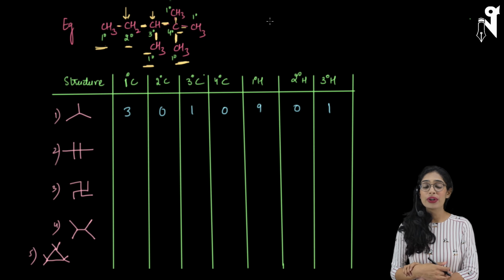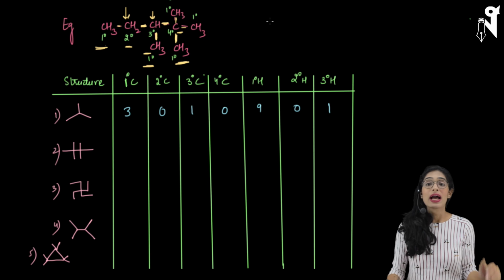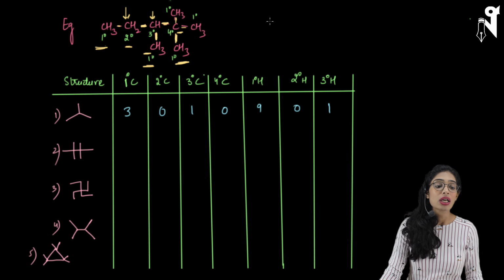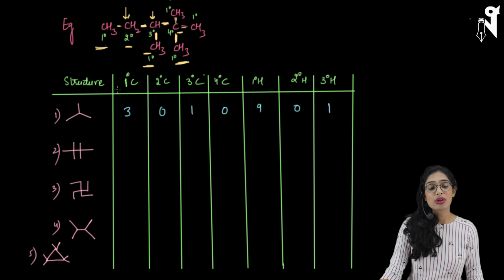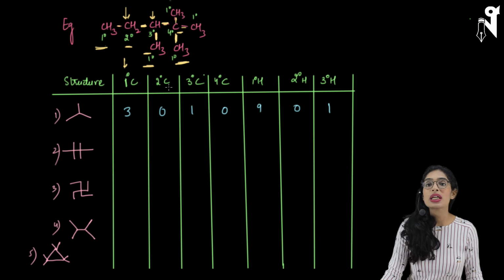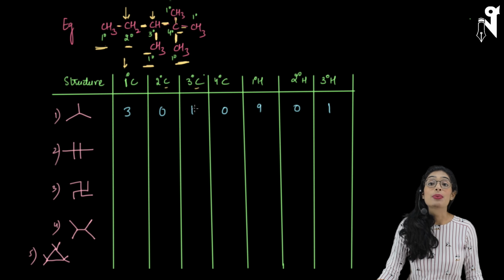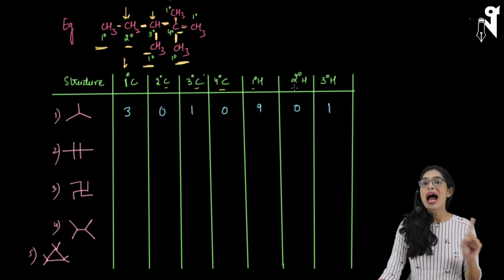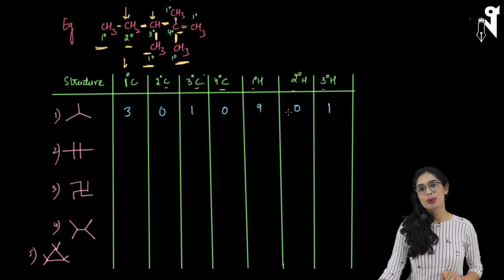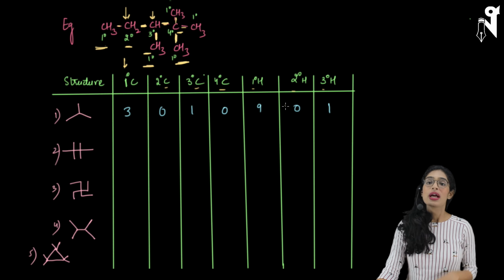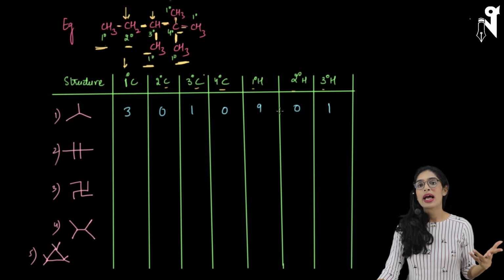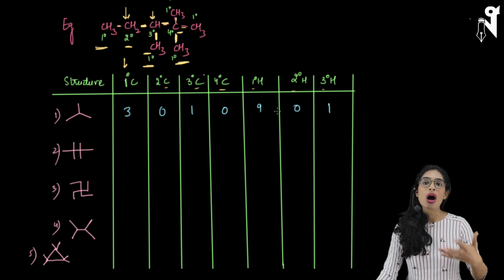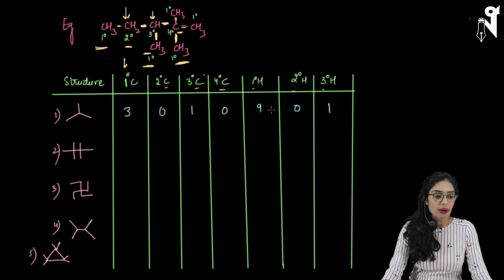I have given a question where I have given the structures. You have to figure out in each structure how many primary carbons, secondary carbons, tertiary carbons and quaternary carbons there are, and how many primary hydrogens, secondary hydrogens, and tertiary hydrogens there are. I have solved only one part of it for you, and the rest you will try on your own. But let me explain the first part so that it will be easier for you to solve the question. So the first compound is this.